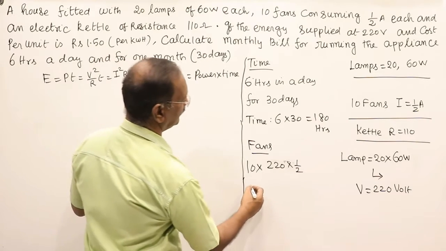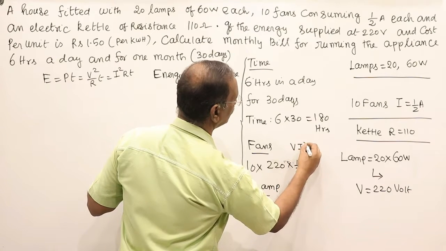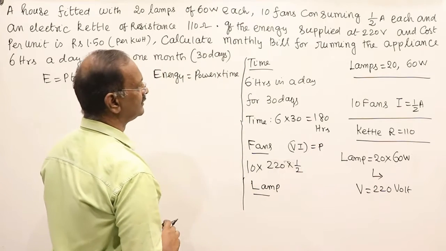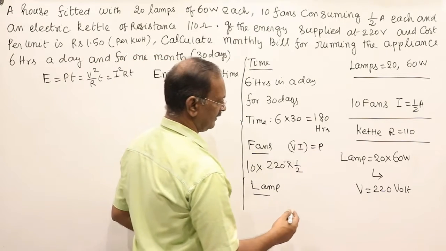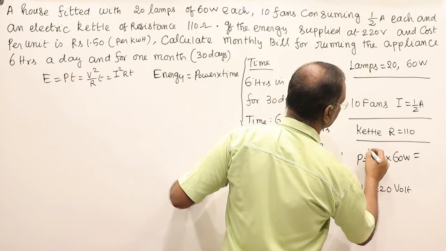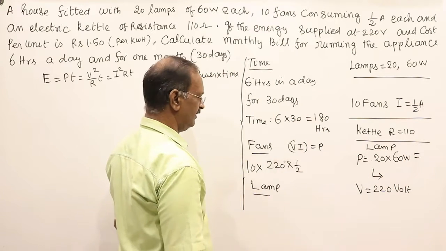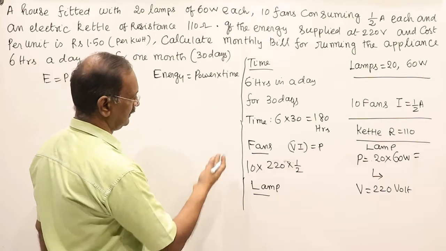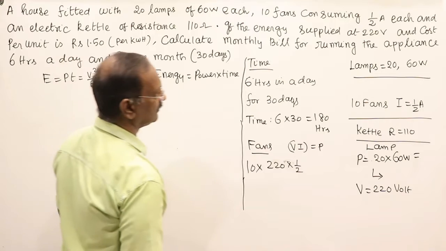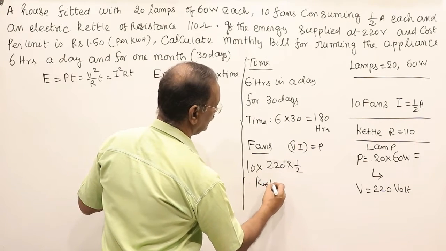How about the lamp? Here we have used the formula VI for the power. For the lamp, the power is as given. So the lamp is also calculated, and the fan also. Now the kettle: in the kettle only resistance is given. There is only one kettle.